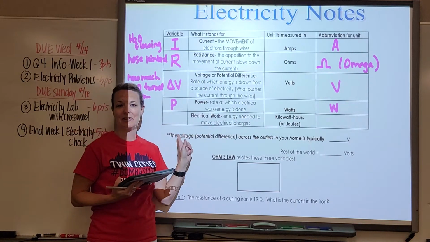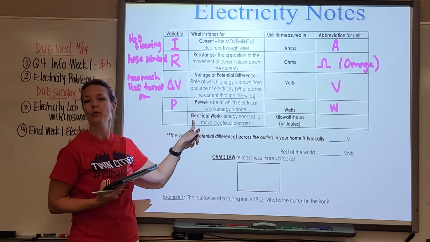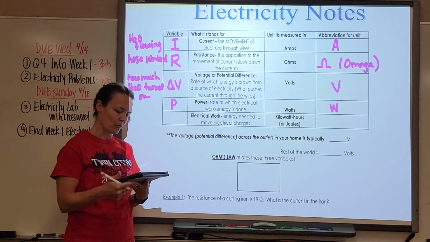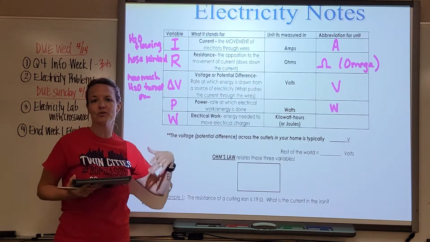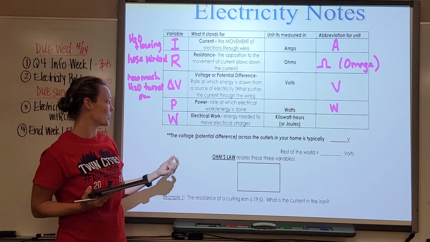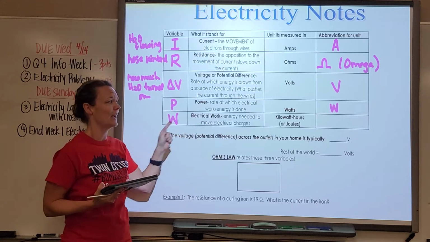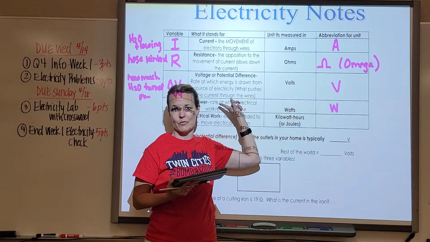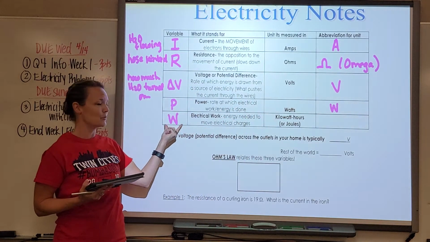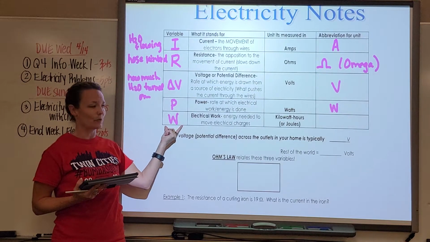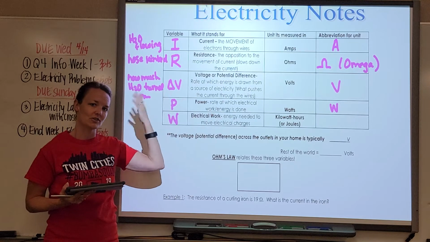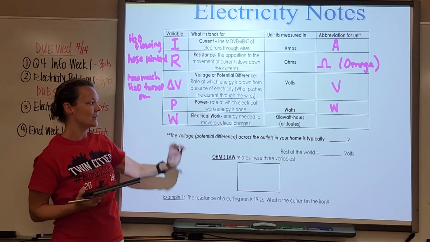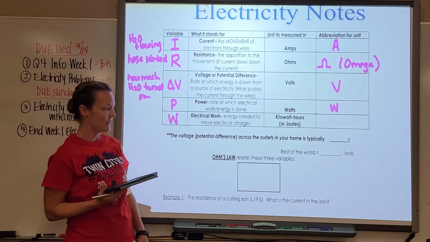That can't get confused with work. Electrical work is the same variable as it was before. Now we're just dealing with electricity, but it's still work. So it's still a W, okay? Watts is the unit that we measure power with, whereas when you see it in an equation, it stands for work. It's the energy needed to move electrical charges. We've got to get those charges to move. You need electrical work in order for that to happen.